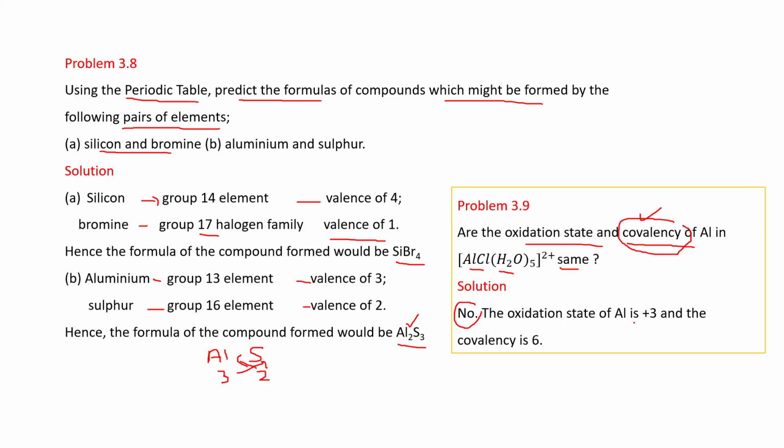Oxidation state of aluminium is +3 and the covalency is 6. Covalency can be found out by the bonds. This aluminium is making 6 bonds, 1 with chlorine and 5 with water molecules. That's why covalency is 6, and oxidation state is determined by considering the electronegativity of these species, and this will come +3.